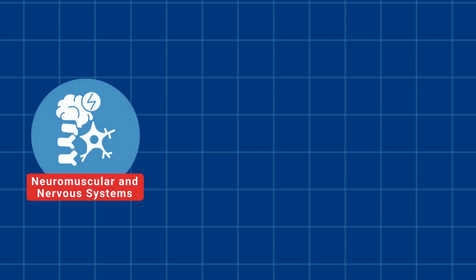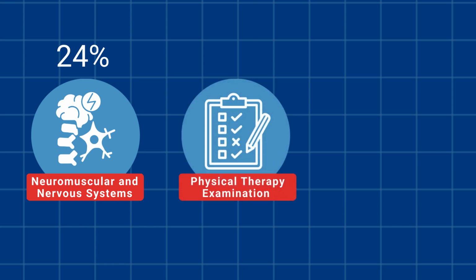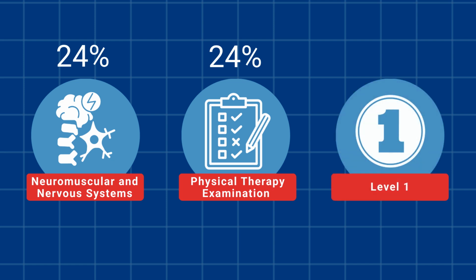This question is a neuromuscular and nervous systems question, which represents approximately 24% of all exam items. This question is a physical therapy examination question, which represents approximately 24% of all exam items. This question is a Level 1 question, since the question requires students to possess basic, foundational, academic knowledge.